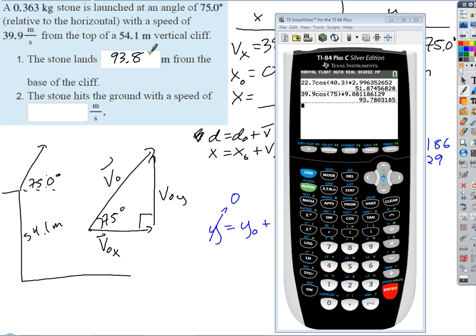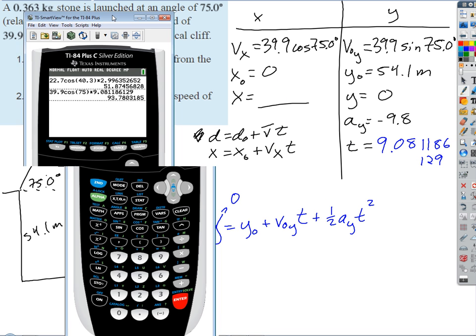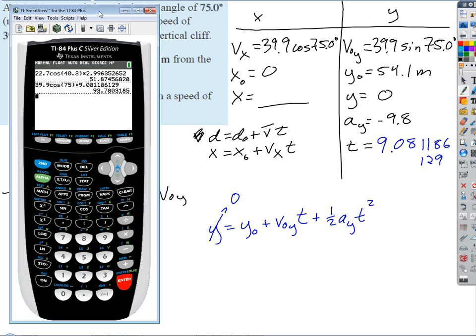The stone hits the ground with the speed of, okay, what about this one? This is one I think there were still some questions on. So we know the x component of the final velocity because it's the same as the x component of the original initial velocity, right? It doesn't change. But the y, we need the final v sub y, don't we? Okay, how am I gonna find that? 39.9 plus a times time. Yeah, you got it. So it's v sub y equals v naught sub y plus a sub y t, right? So we can plug that stuff in.